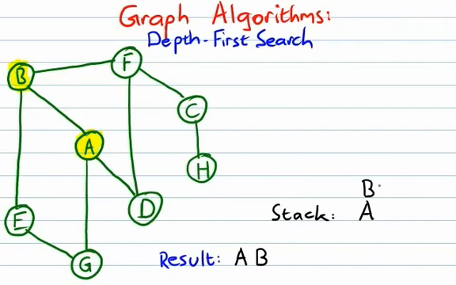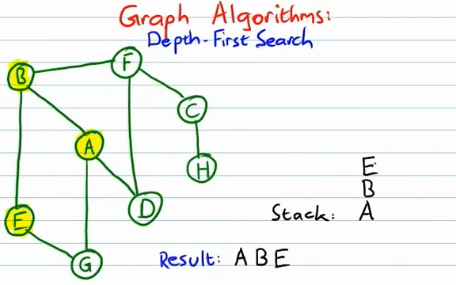We take a look at the vertex at the top of the stack, B. We take a look at all of the adjacent unvisited vertices. Well, A has already been visited, so that just leaves E and F. We pick the one that's alphabetically least, in this case E, push it onto the stack, visit it, and mark it as visited.